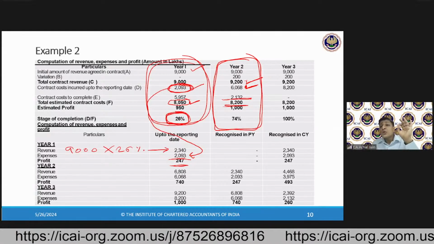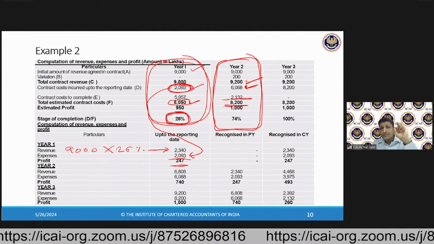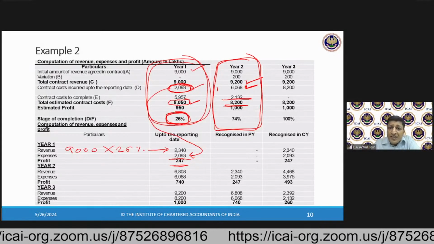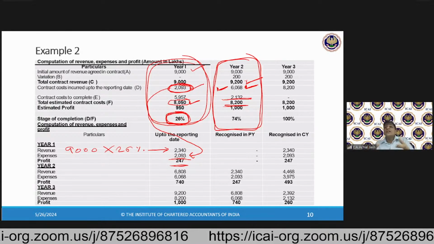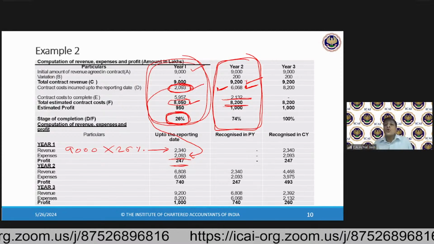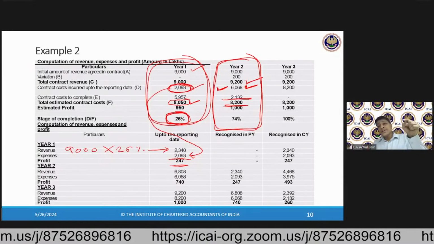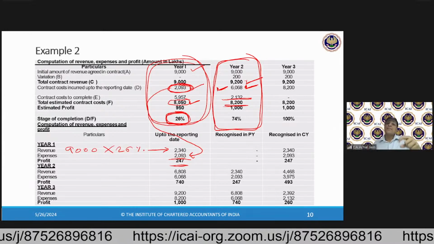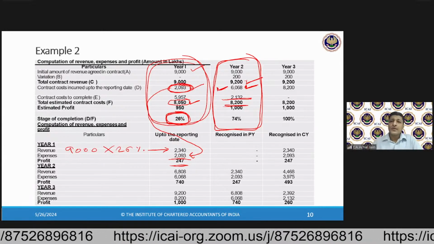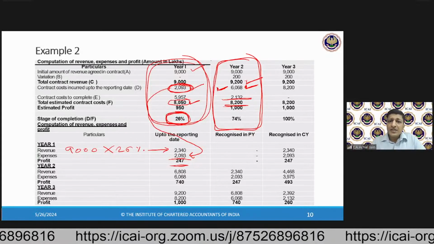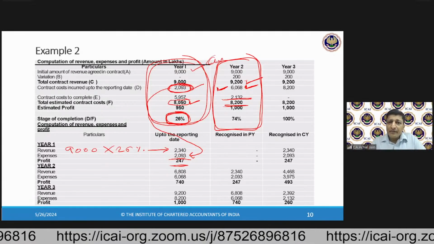Please remember, these are cumulative numbers. When we are talking about 6068, it means up to year two my actual incurred cost is 6068. This is not the cost for year two. This is the cost up to year two. So you can say this is cumulative.